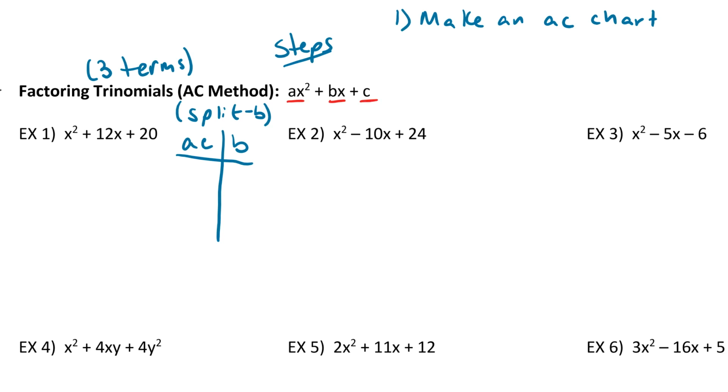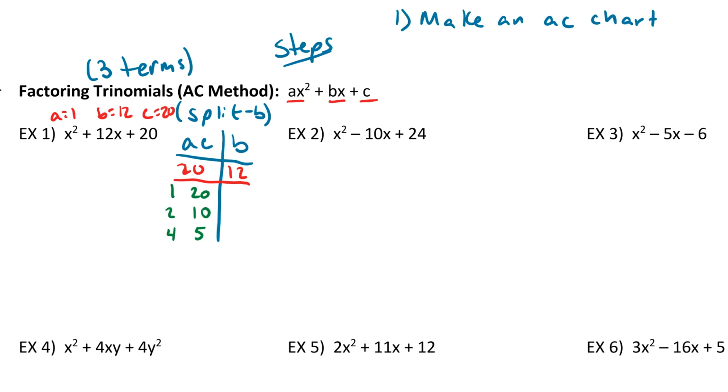So in our case, a times c, a is 1, b is 12, c is 20, so 1 times 20 is 20. B is just 12. Now the next thing that we need to do is we need to find all of the factors of 20. So we have 1 and 20, 2 and 10, 4 and 5.